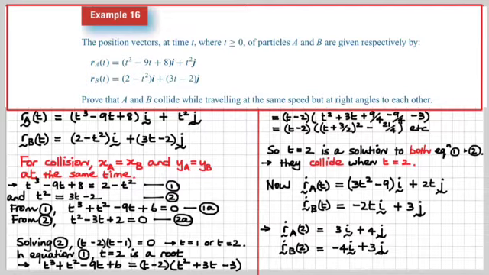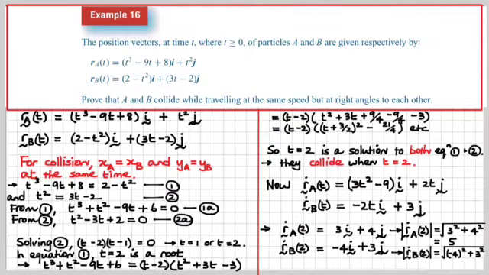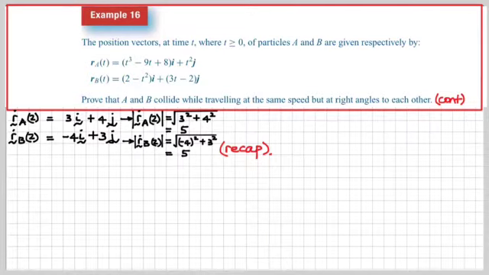Alright, now the speed, let's prove that the speeds are the same. That's what we've got to do from up here. That's pretty easy, you can see that sticking out a mile. So the speed of A at 2 seconds is the magnitude of its velocity, which will be 5. And the speed of B will be exactly the same, because you can see there that also comes to 5. So we've proved they collide while they're travelling at the same speed. But we have not proved that they collide at right angles to each other yet. We will do that in a moment.